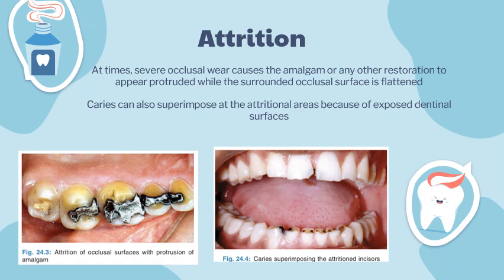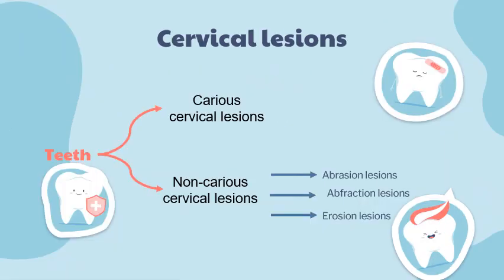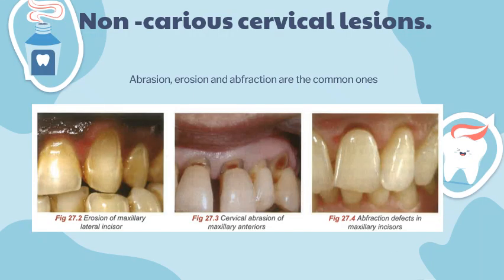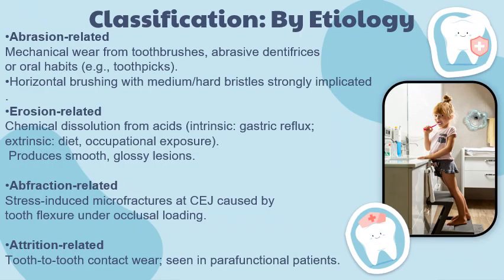At times, severe occlusal wear can cause the amalgam or any other restoration to appear protruded. Sometimes even a caries can superimpose it. So now let's talk about the cervical lesions. They are classified as carious or non-carious cervical lesions. The non-carious cervical lesions are further classified as abrasion, abfraction, and erosion lesions.